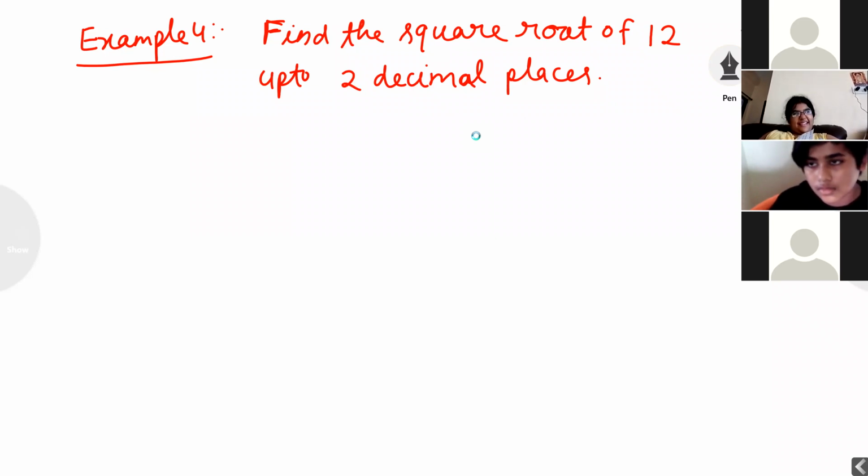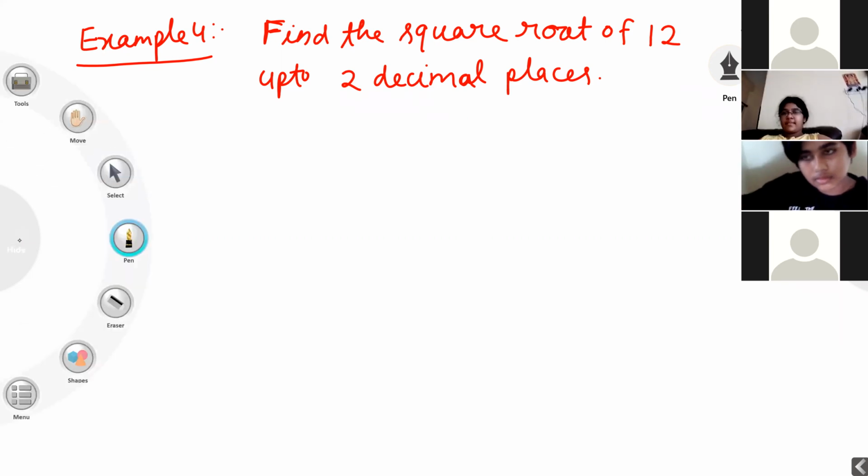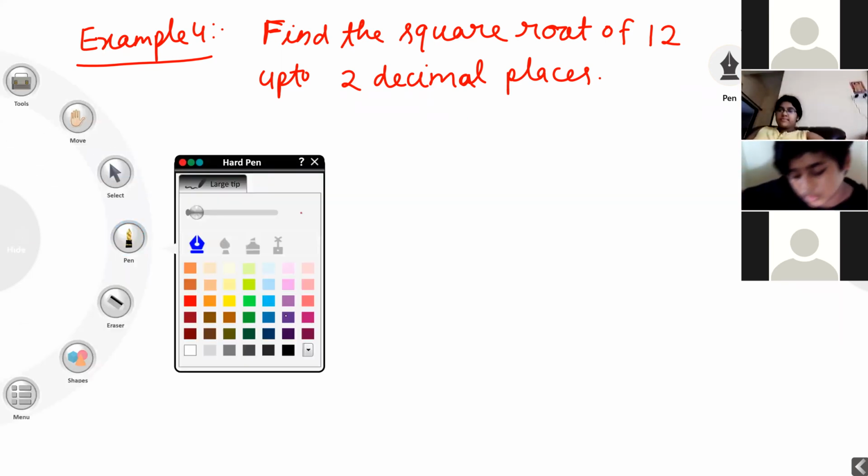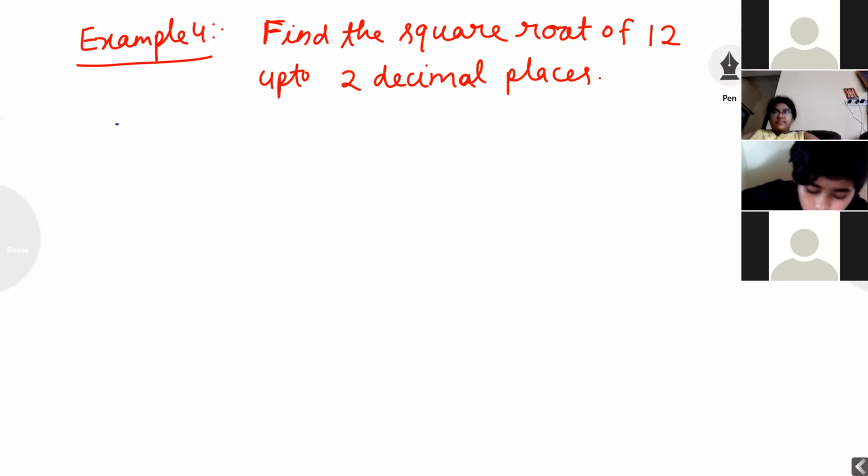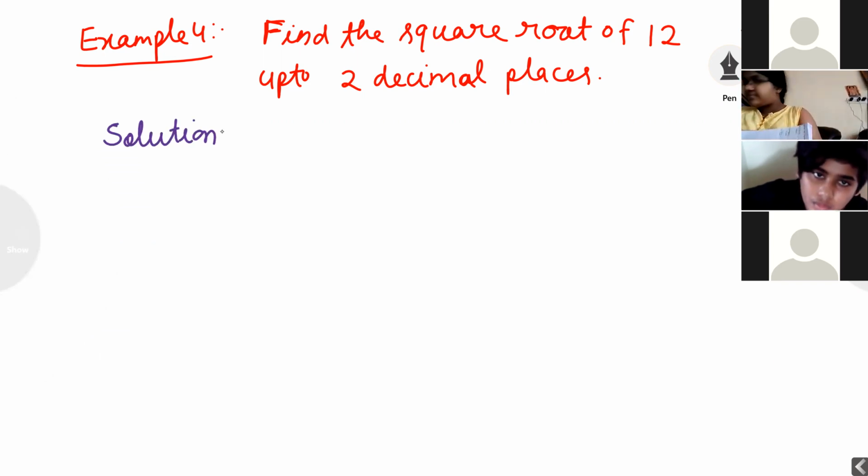I want to find out the square root of 12 up to 2 decimal places. Listen carefully, students, how to find the square root of 12 up to 2 decimal places. Don't write, listen carefully, everyone. I will give time to note down. First, listen carefully here. I want to find out the square root of 12. He is saying find the square root of 12 up to 2 decimal places.